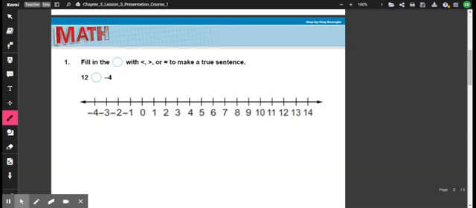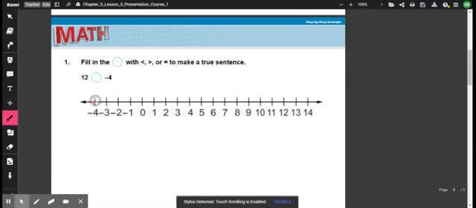All right, so let's look at number 1. Example 1 is on page 364. Fill the circle with greater than, less than, or equal to make the statement true. So positive 12, is that greater than, less than, or equal to negative 4? Let's first graph these on the number line. If you already know the answer, great. If you do not, let's graph these on the number line.